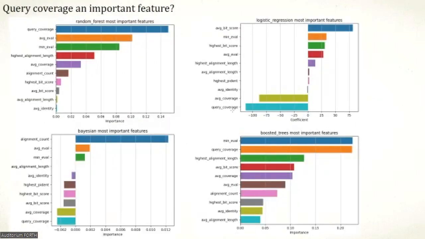So it seems like query coverage is a fairly, if not the most, important feature. There's this blue bar here. It's the first most important feature in the random forest, and in the logistic regression as well. And in the boosted trees, it's the second most important. So it seems like there is something there. There's a trace that remains, even though we would not look at it if we just did what everybody does, which is apply an e-value cutoff and then just keep anything that is below that.